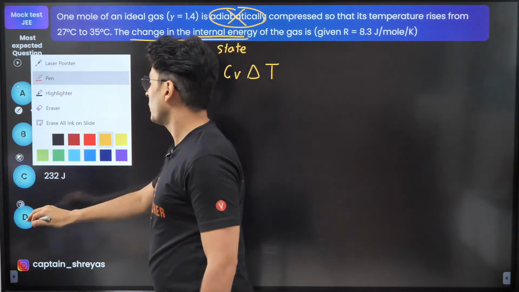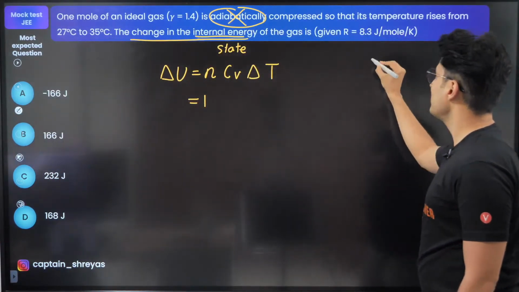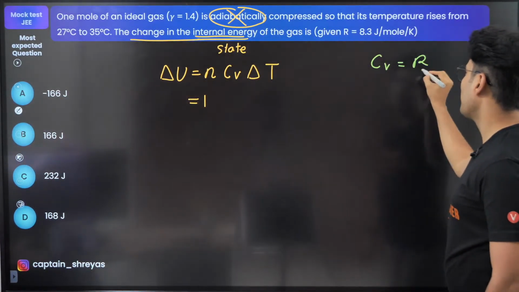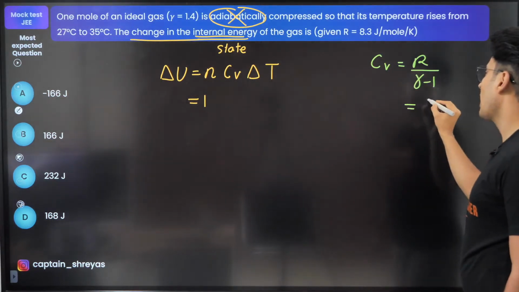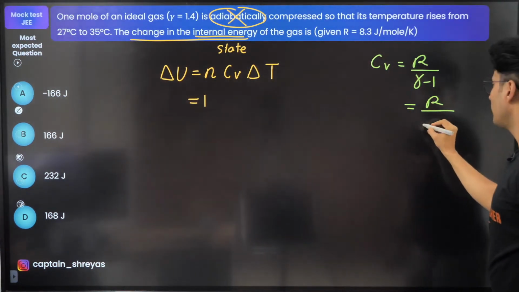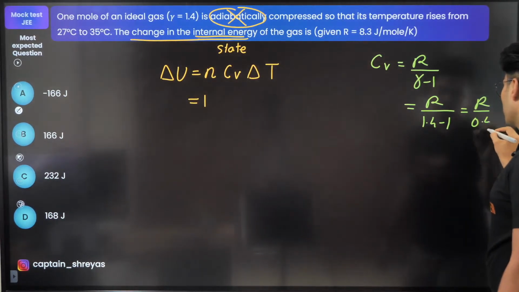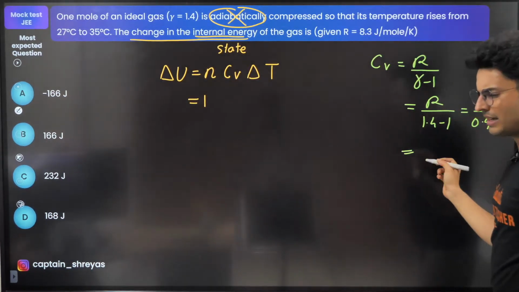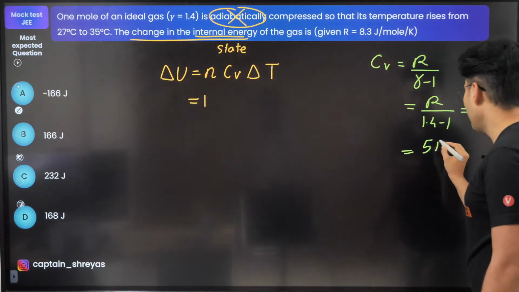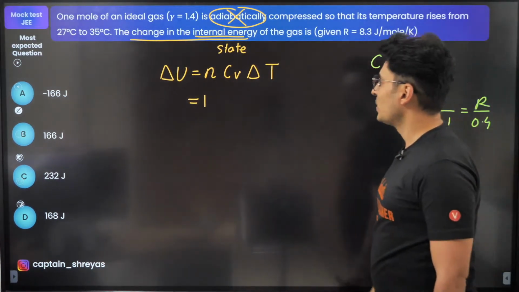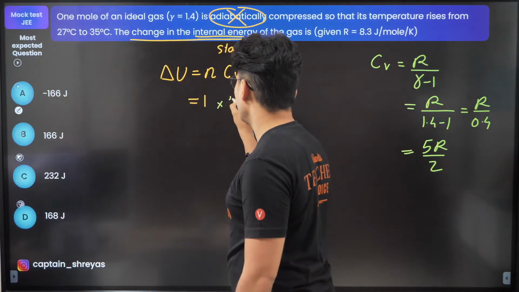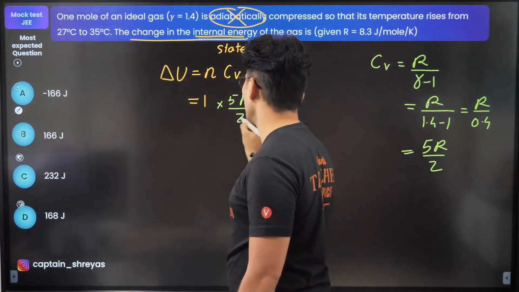Cv value I do not know. Okay, how do I find Cv? Cv is R upon gamma minus 1. R is R, gamma is 1.4 minus 1. So it is R by 0.4. So 0.4 is 4 by 10, which is 2 by 5. So it will be 5R by 2. So instead of Cv, you can just put it as 5R by 2.